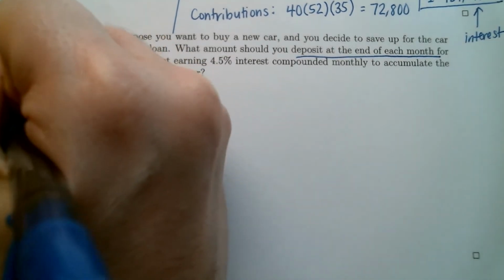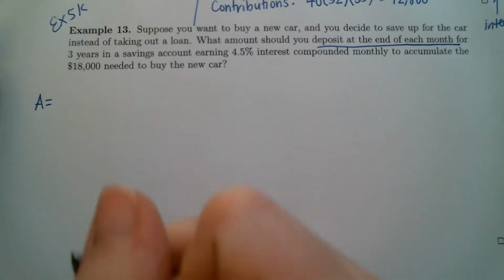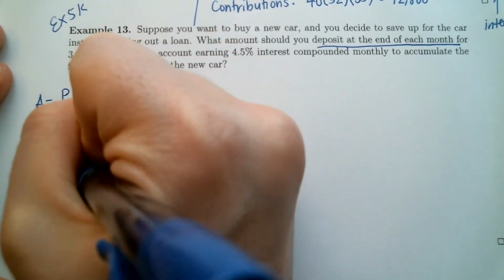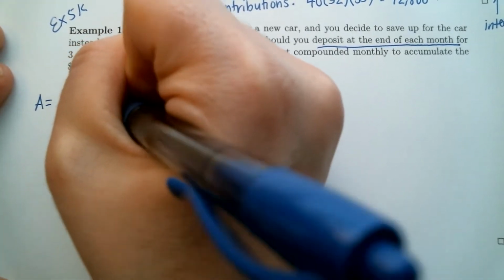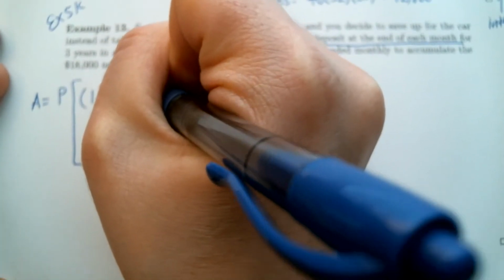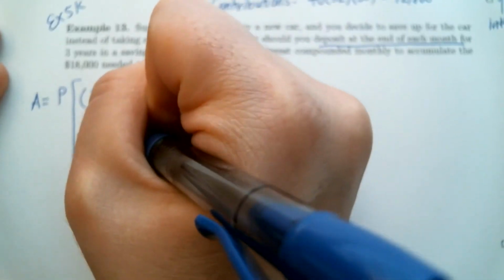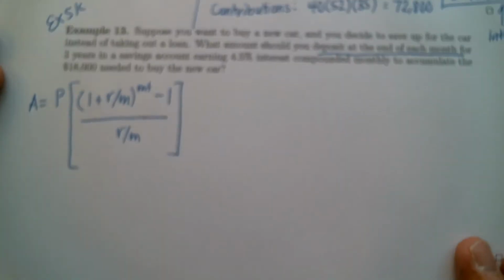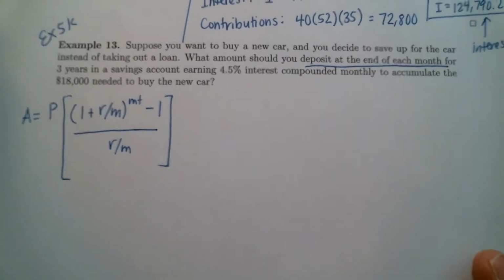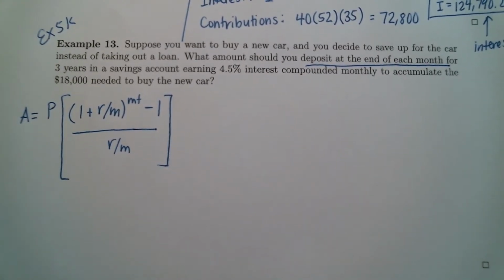So I'll go ahead and write that down. It's P times, in brackets, the numerator is 1 plus R over M raised to the MT minus 1, all over R over M. Let's figure out what the values of the variables are, and then we'll go ahead and solve.